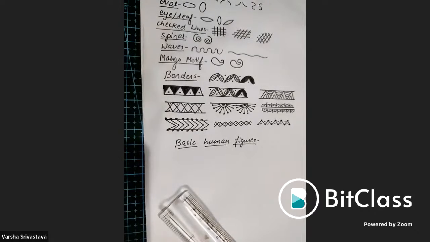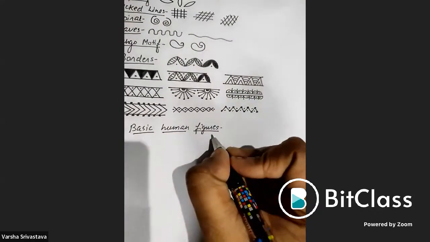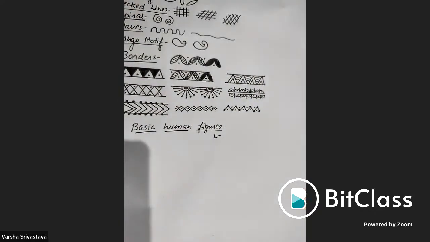But today we will be starting off with the basics, and I am going to teach you how to make the leg formation for the standing figures in Warli. So I'm going to teach you four kinds of leg formations for the standing figures. First leg formation is the left leg formation. L stands for left leg formation. I'm using just a normal pen, just a normal gel pen.